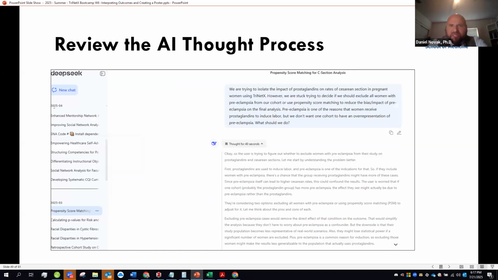So here you can see our question was, we're trying to isolate the impact of prostaglandins on rates of cesarean section in pregnant women using TriNetX. However, we are stuck trying to decide if we should exclude all women with preeclampsia from our cohort or use propensity score matching to reduce the bias and impact of preeclampsia on the final analysis. Preeclampsia is one of the reasons women receive prostaglandins to induce labor, but we don't want one cohort to have an overrepresentation of preeclampsia. What should we do?